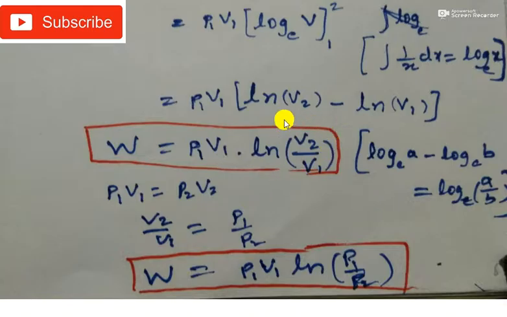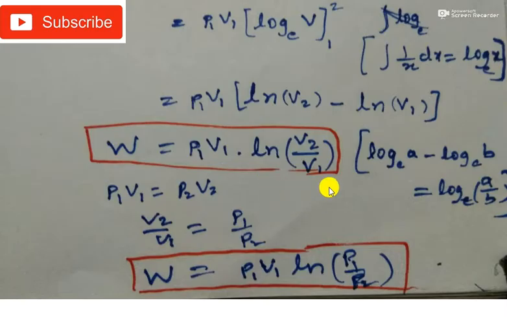Why? Because here it is in the form of log a minus log b, we can observe here, and this log a minus log b formula we know is log a by b. So from that, in the place of a we have V2, in the place of b we have V1. So it is log a by b, meaning log and ln are the same, so it is ln V2 by V1.